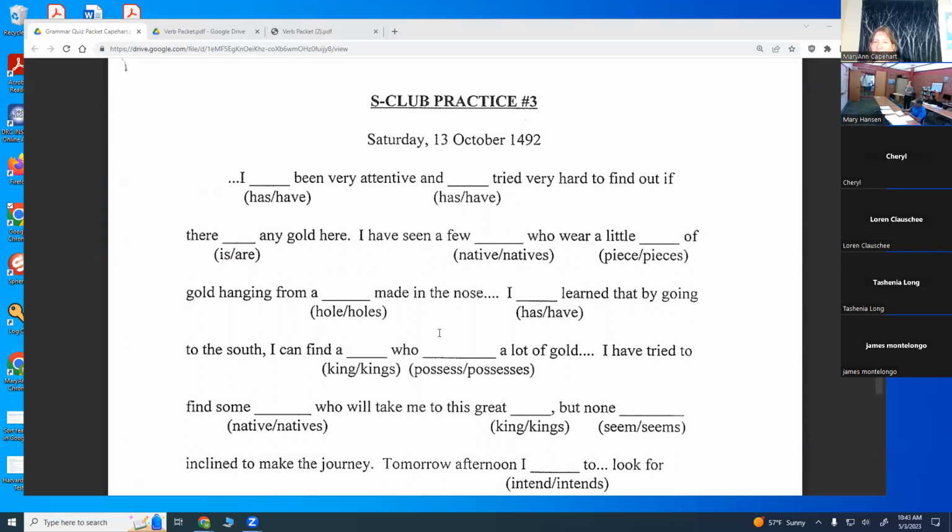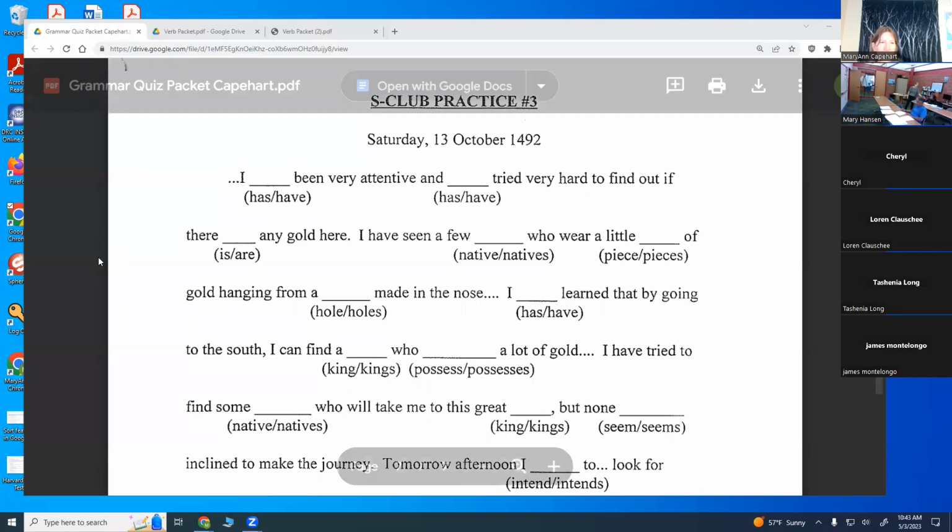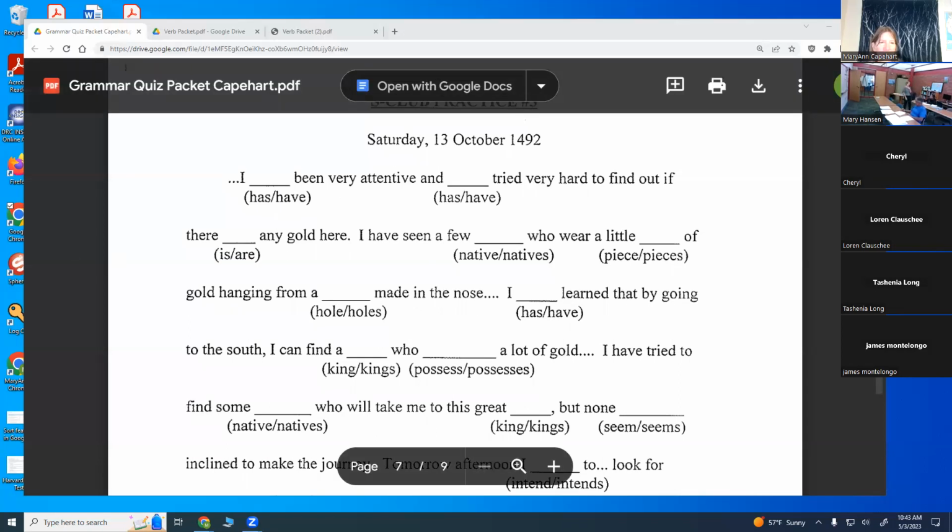Gold hanging from a hole. It has to be "hole" because it's got an A. Oh, sorry, it knows. I swear I didn't know.